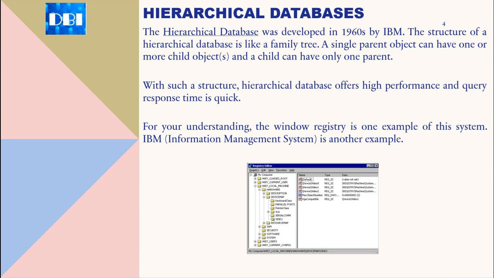Hierarchical database. The hierarchical database was developed in the 1960s by IBM. The structure of a hierarchical database is like a family tree. A single parent object can have one or more child objects, and a child can have only one parent. With such a structure, a hierarchical database offers high performance and query response time is quick. For your understanding, the Windows registry is one example of this system. IBM Information Management System is another example.